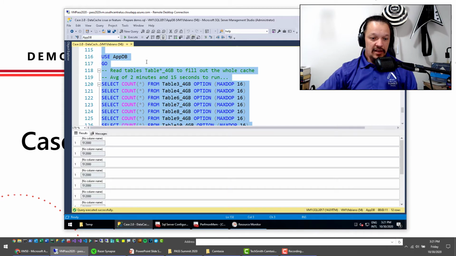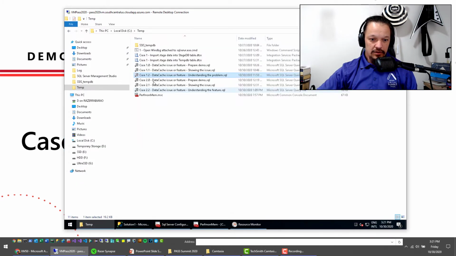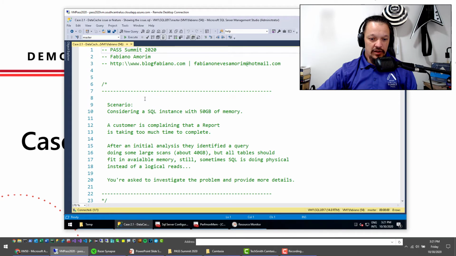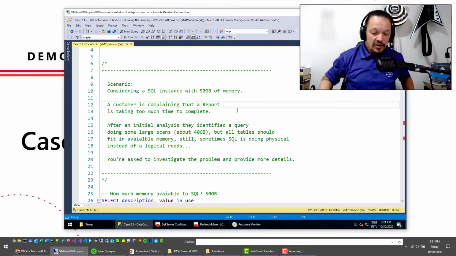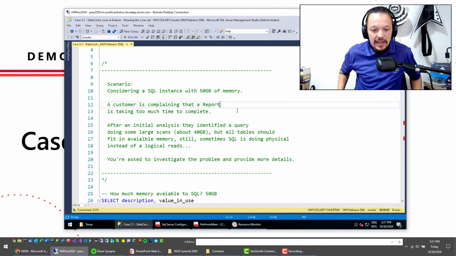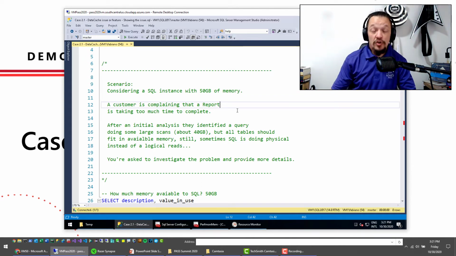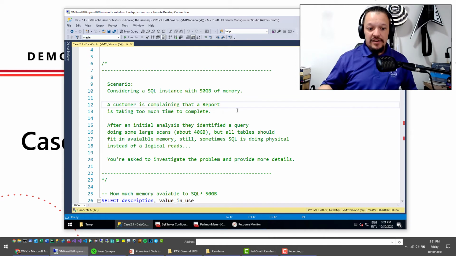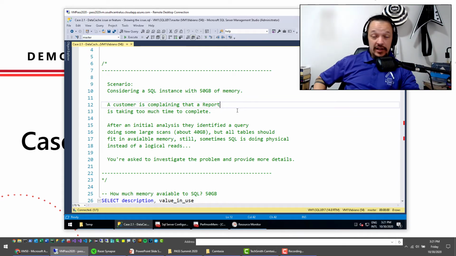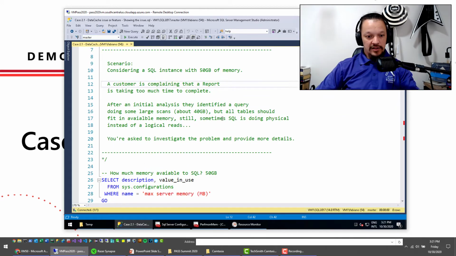So coming back to case 2. I already have the prepared demo ready. Let's open it and show the issue. And here's the issue. A customer is complaining that a report is taking too much time to complete. After an initial analysis, they identified that a query is doing some large scans. The query is reading about 400 gig, but all the tables should fit in the available memory. Still, sometimes SQL Server is doing physical instead of logical reads. You're asked to investigate the problem and provide more details.